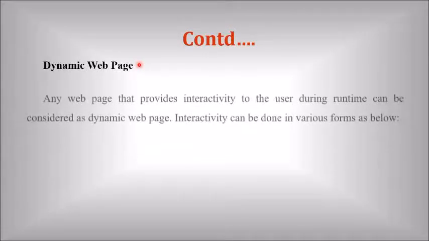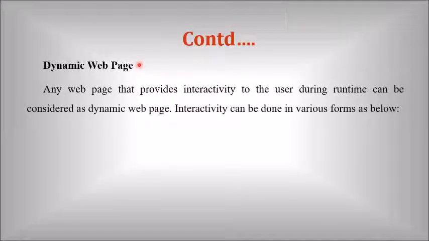Then dynamic web pages. Any web page that has some interactivity with its user is known as a dynamic web page. Here, interactivity means either there can be client and server validation and form verification like this, or it can be an animation, some event handling mechanism, right? Such kinds of websites can be dynamic websites. For example, Flipkart and Amazon are also dynamic web pages.